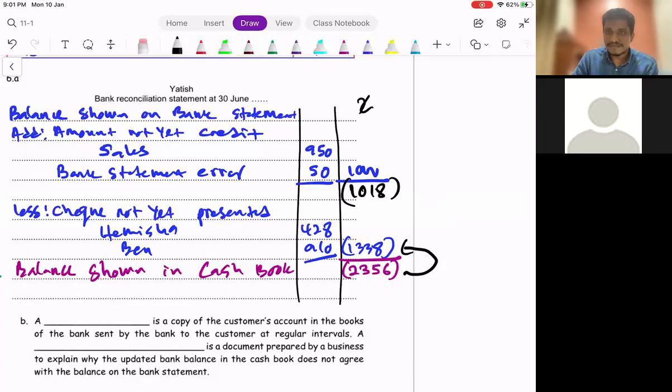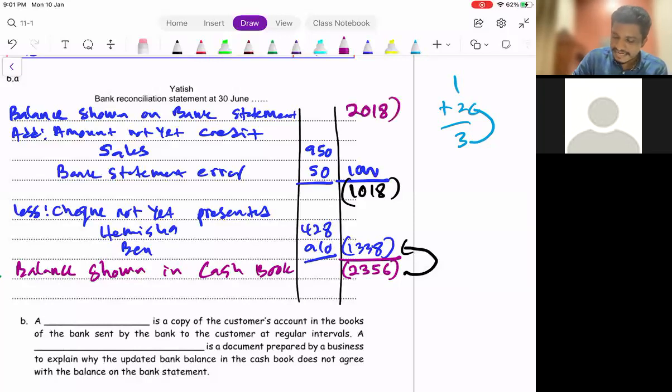So what do you do? Negative 1018, you will minus with 1000. Minus with the 1000. Because you know, right? 1 plus 2 is 3. 3 minus 2, you'll get 1. So negative 1018 minus with 1000, I get 2018 in a negative also.